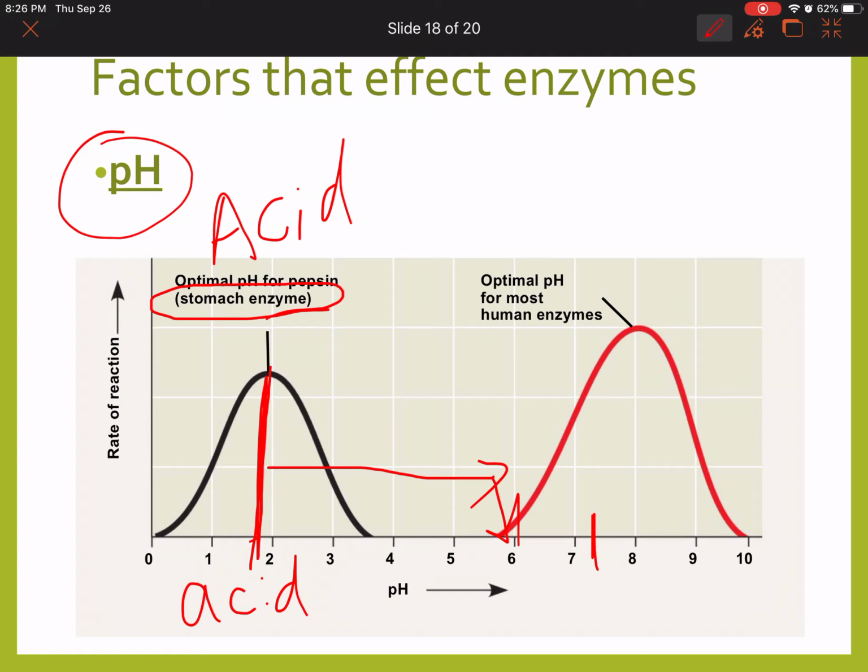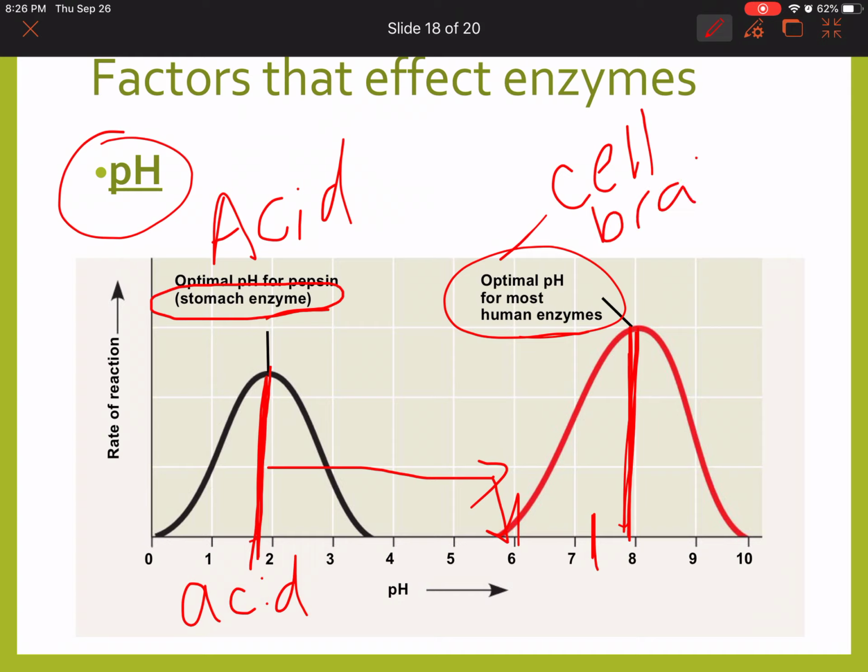That's awesome. Now, on the other hand, in the blood, in the cell, we do much better in a basic environment. So this is all the non-stomach enzymes, the cell enzymes, the brain enzymes, the muscle enzymes, much more basic because there's no acid in the brain or the stomach or the muscle. The brain, the cell, or the muscle.